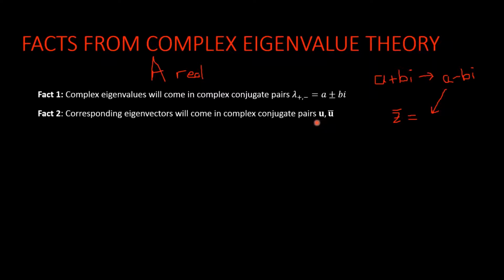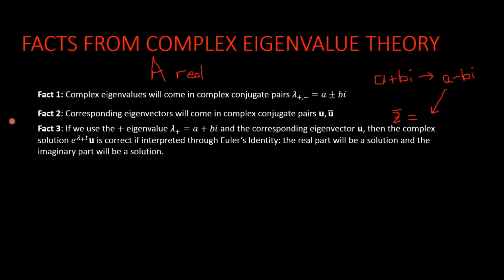Anyway, these are two facts, but here's the bombshell. The bombshell is that if you just use one of the eigenvalues and the corresponding eigenvector, and then you use this solution e to the lambda t times the eigenvector through Euler's identity, then the real part will be a solution and the imaginary part will be a solution to your differential equation.